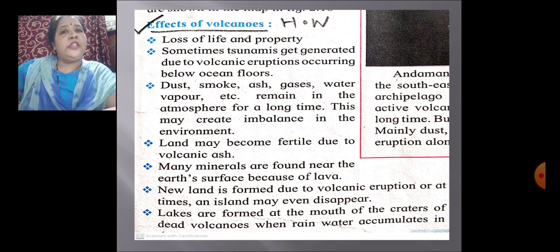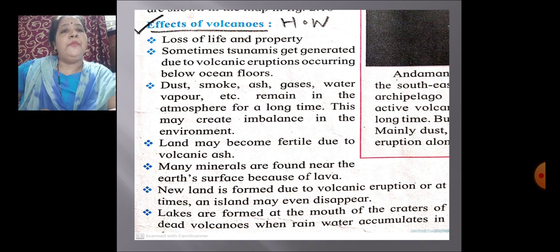When a volcano erupts, along with other things, even dust, smoke, ash, gases and water vapor come out, and these remain in the atmosphere for a long time. After the volcano has erupted, for a long time these things remain in the atmosphere, which causes pollution. Okay, this may create imbalance in the environment.